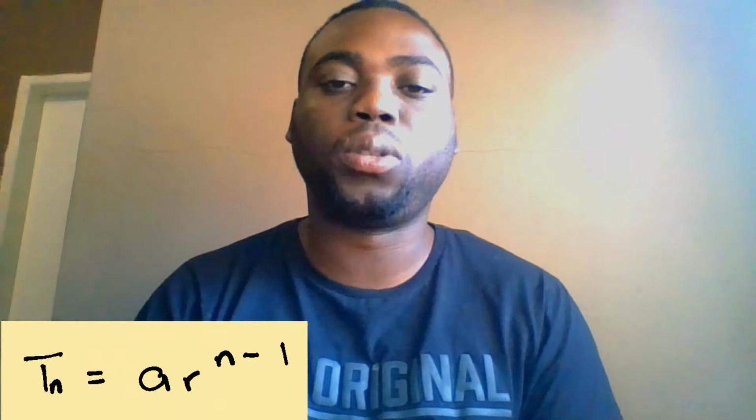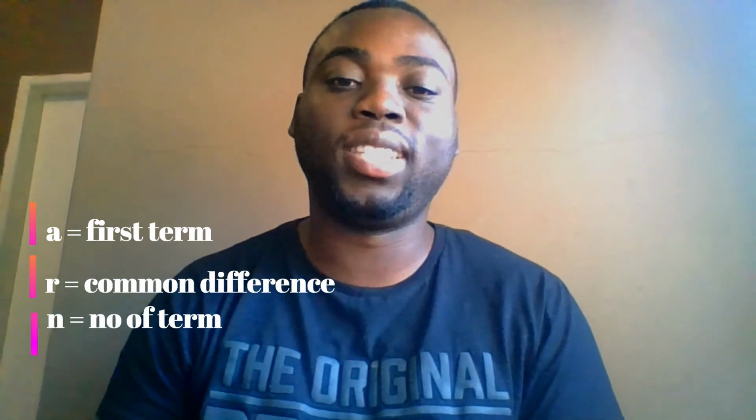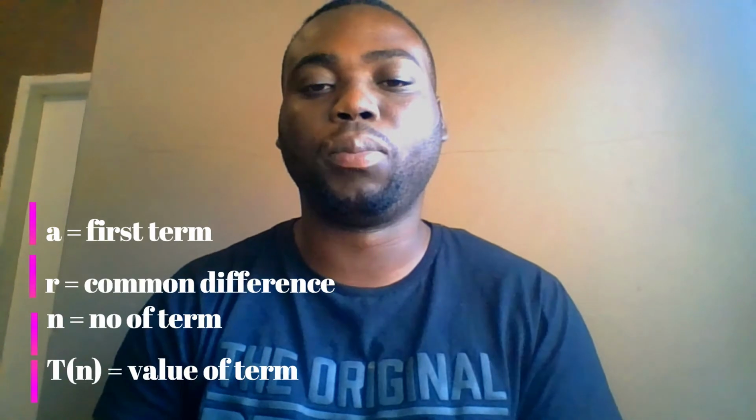To answer geometric sequence questions, you will either be told right off the bat that it is a geometric sequence, or you could find your value for R, like what we talked about a minute ago. The formula for a geometric pattern is Tn equals A times R to the power of n minus 1. Your A represents the first term, your R represents the common ratio, your n represents the number of terms, and finally your Tn represents the value of the particular term. We normally use this to answer any question that involves geometric sequence.